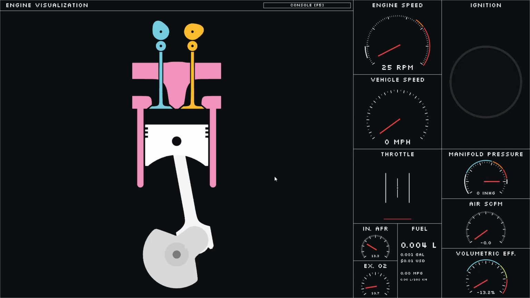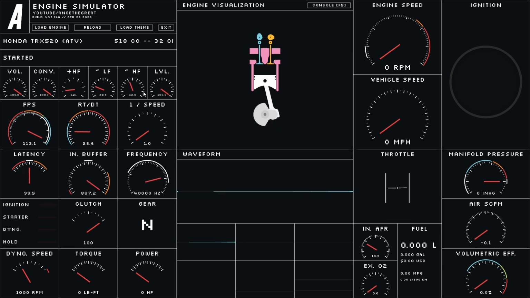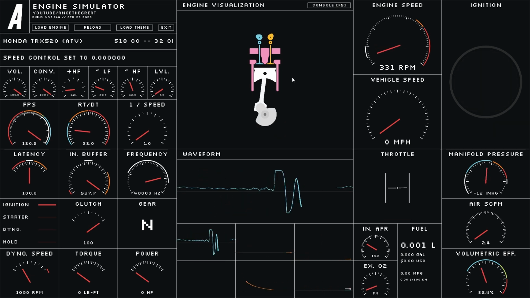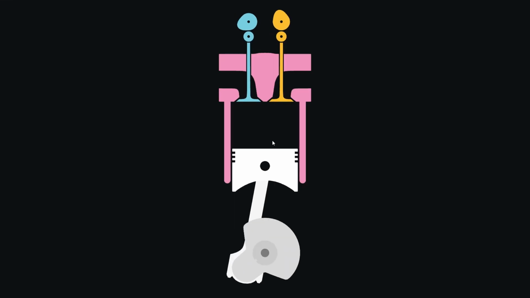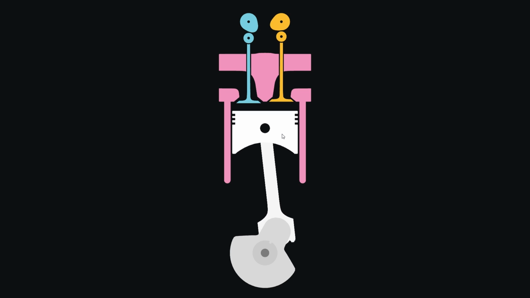Thing won't even idle. So we're going to have to go to -30. See if this one works. There we go. Still won't idle, but we can look at it under throttle. So this is our compression stroke right here. Nope, that's the intake stroke. All right.